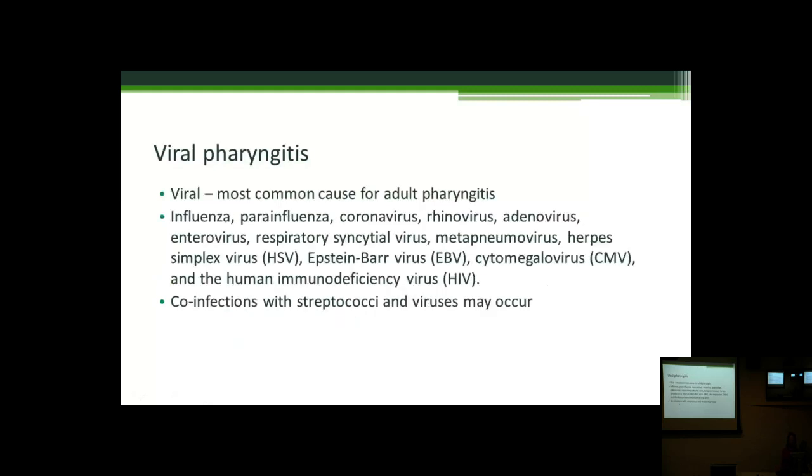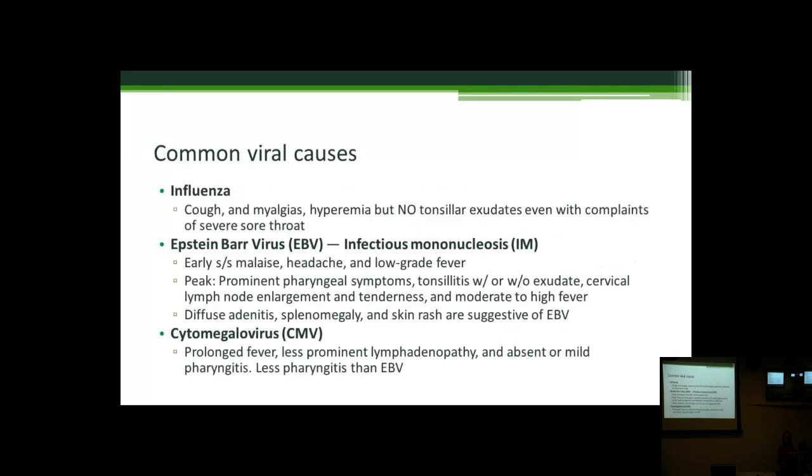All right, viral pharyngitis. Obviously there are multiple viruses that could be causing pharyngitis, and these are all listed in here. Just bear in mind, sometimes you can have co-infection of both viral and bacterial infections. Common viral causes include influenza. Characteristic symptoms, amongst others, include coughing, severe myalgias, hyperemia, and fever. The only thing is that in this patient population, you will not see any purulence or white exudate on the tonsils. You won't see any of that. So that could be one clue that this could be more of an influenza as opposed to strep throat.